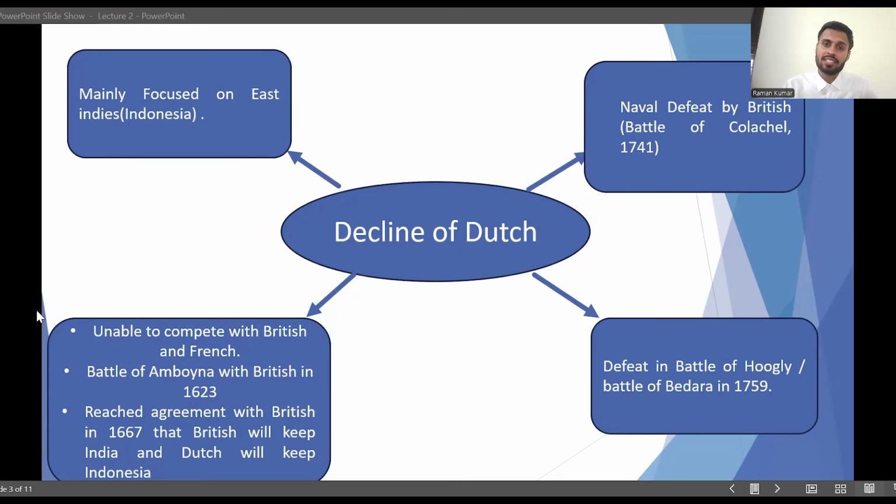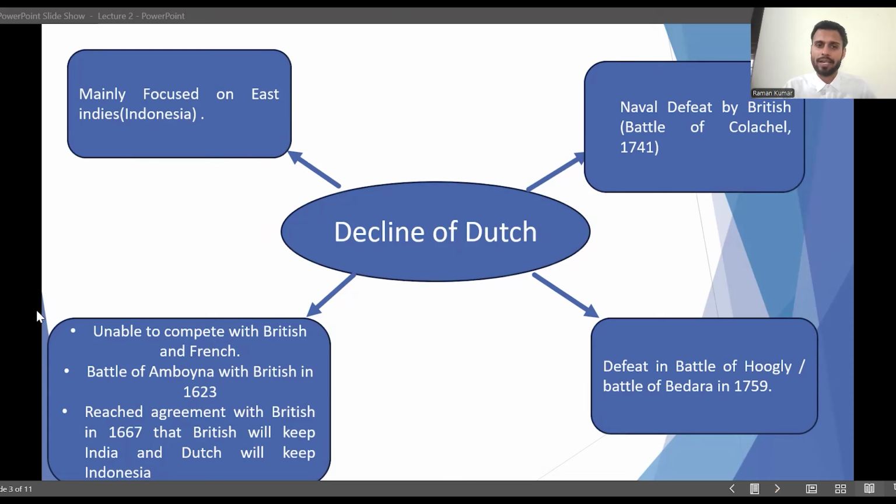In 1623, a battle was fought in Indonesia, a very famous battle known as the Battle of Amboina, in which the Dutch collided with the English and some people were killed on both sides. The hostilities continued until 1667, when the Dutch and the British made peace with each other, and they decided that the British will take the Indian trade and the Dutch will take the Indonesian trade, and both will not interfere with one another.